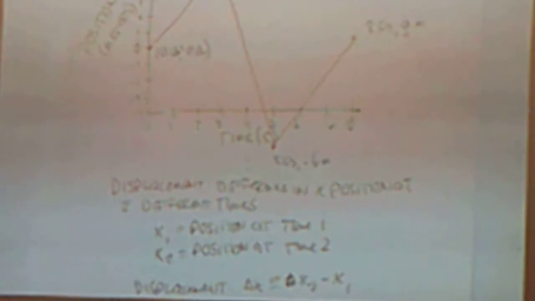In that case, the displacement is going to be 5 meters minus 0 meters, so that's positive 5. But if we take the displacement between the second 2 points here, now x2 is going to be negative 6 meters, and x1 is going to be plus 5 meters. So we have negative 6 minus 5. The total displacement here is negative 11 meters. So displacement can be either positive or negative, depending on whether x2 is to the positive side or the negative side of x1.